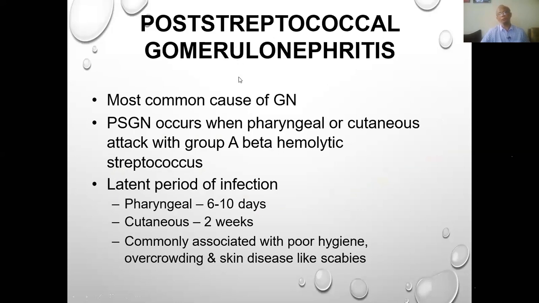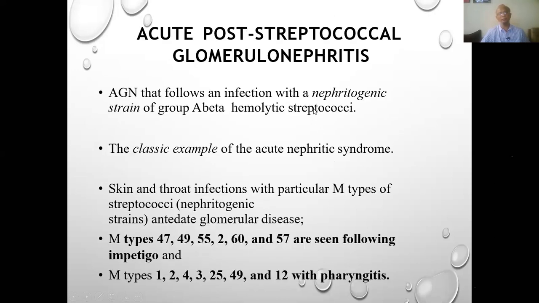Now we come to post-infectious streptococcal glomerulonephritis. It is the most common cause of glomerulonephritis in children. It occurs after a pharyngeal or cutaneous infection with group A beta hemolytic streptococcus. The latent period in pharyngeal infection is about 1 week, that is 6 to 10 days, and in skin infection, that is impetigo, there may be a 2-week interval. It is commonly associated with poor hygiene, overcrowding, and skin disease like infected scabies.